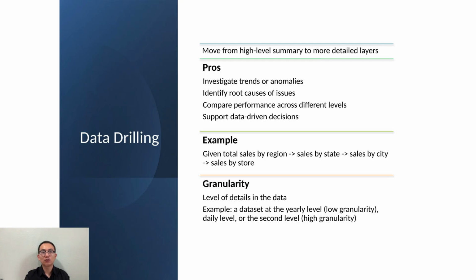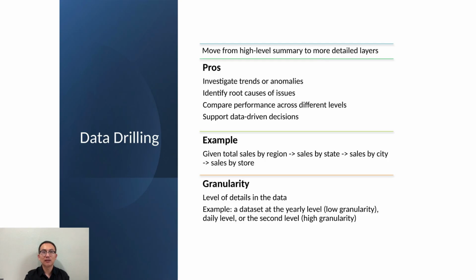It helps us identify root causes of issues. Whether it's a drop in performance or a sudden spike, drilling helps pinpoint which segment, group, or variable is responsible. It helps us compare performance across different levels. You can easily compare how specific categories, like departments or product lines, are contributing to the overall picture, and it helps us support data-driven decisions. With more detailed insights, you're better equipped to make informed, targeted decisions instead of guessing.